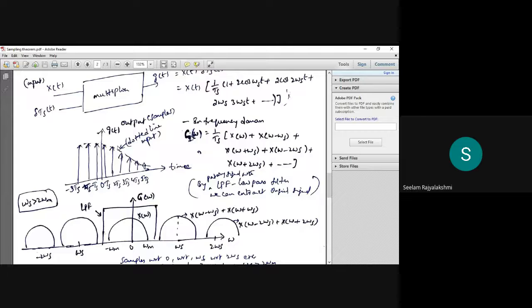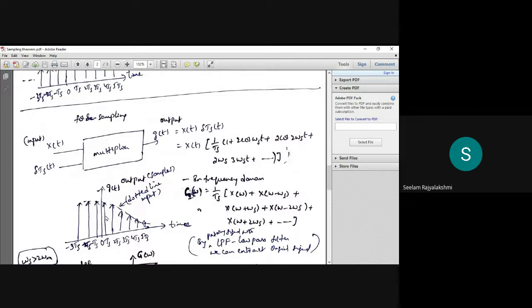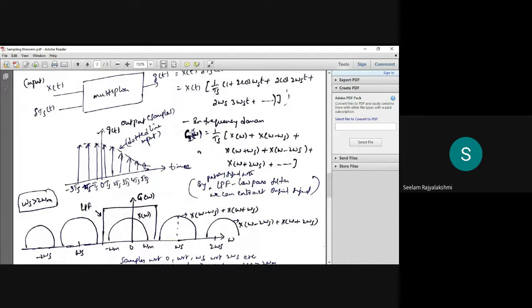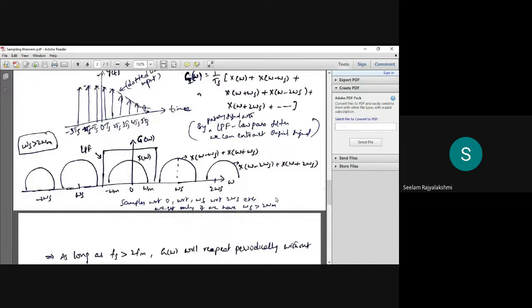So this is the output. By multiplying these two, we obtain this output for sampling, and this is how we represented it in the frequency domain. The output, by multiplying x of t into delta Ts of t, gives this, and in the frequency domain we are just considering omega, with 1 by Ts as it is. So we replace x of t with x of omega, plus x of omega minus omega s. This is how we have to consider it.